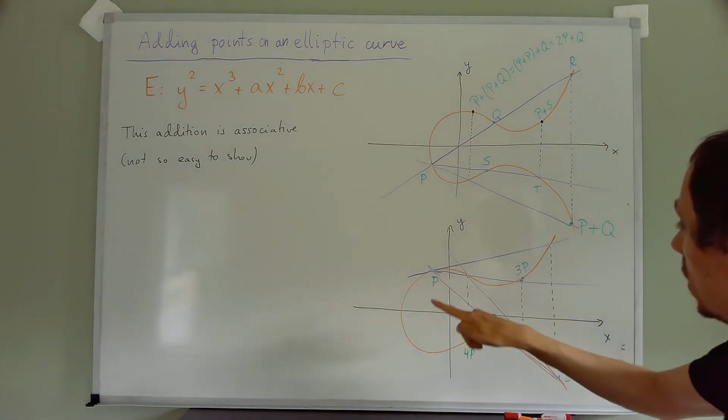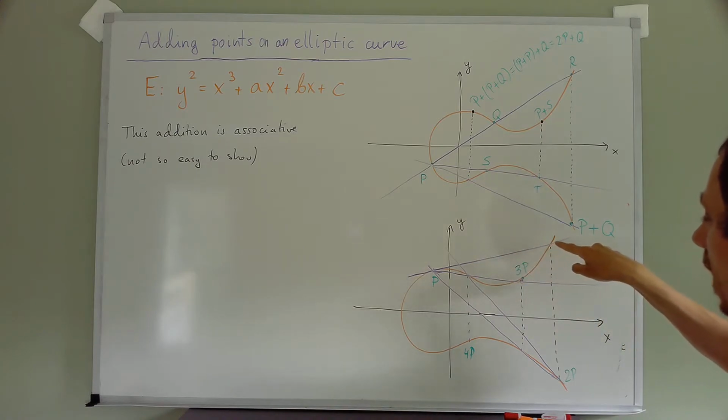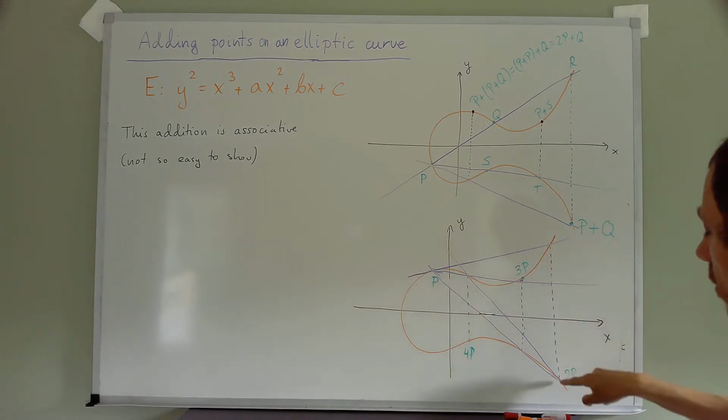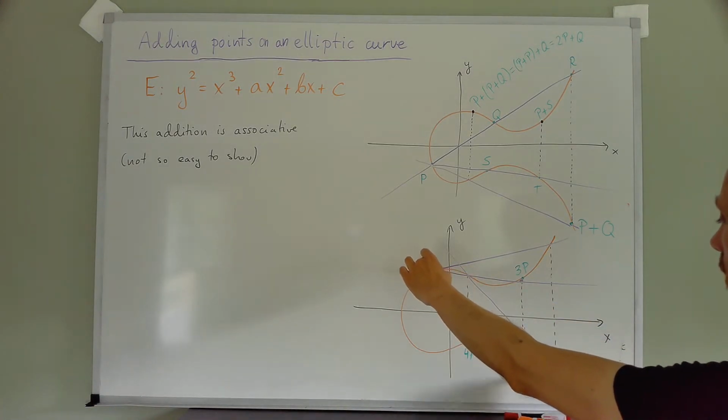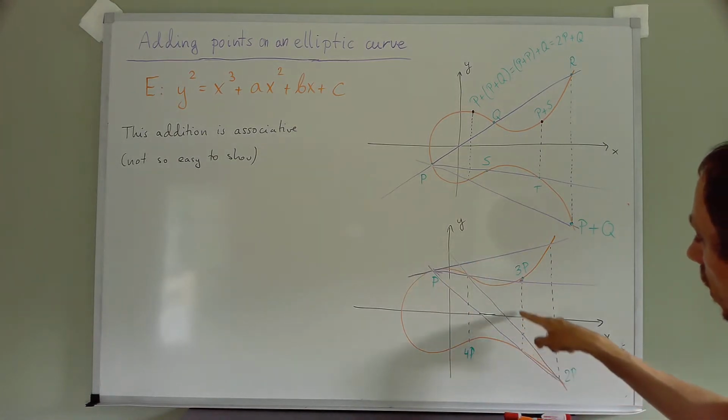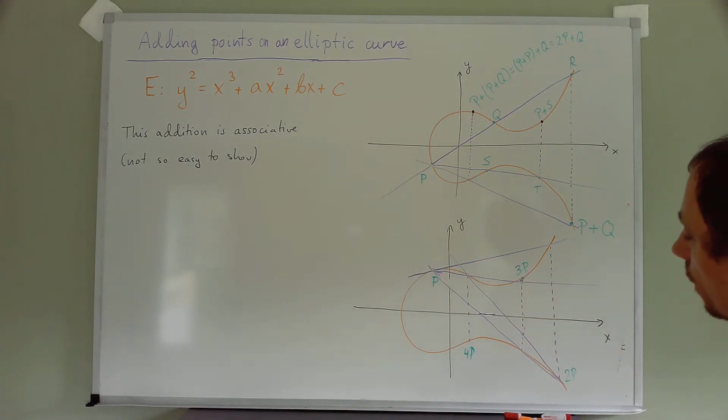At first I wanted to get 2p. So I draw a tangent line at p. I am guaranteed another point of intersection. I go down here, that's 2p. Now I want 3p. So p and 2p, I connect them by a line. Here's a third point of intersection. I go up with it, that's 3p.